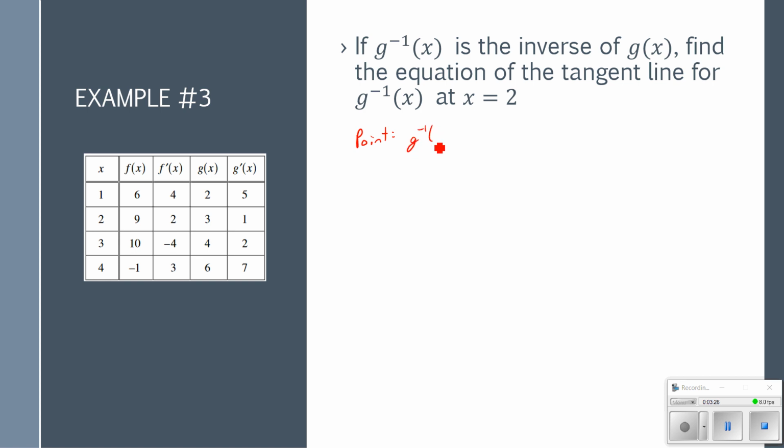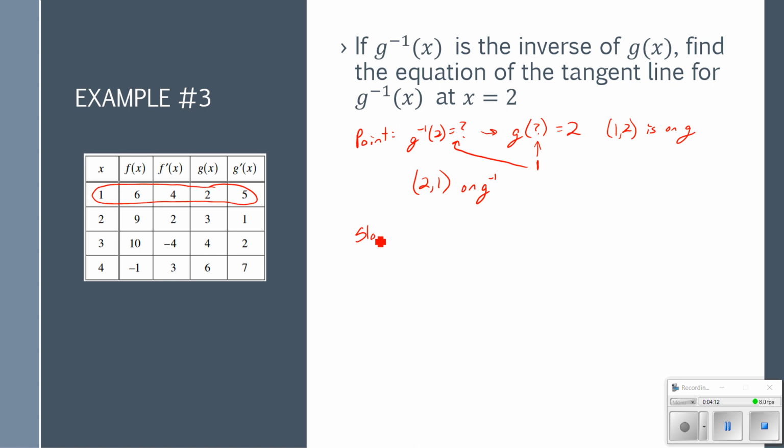So g inverse of 2, I'm not sure what that is yet. But that means that g of something has to equal 2. So this is where I go to my chart. Okay, here's g of x equal to 2. So the x is 1. So if that's a 1, that means that 1 is also going right here. So I have the point (2, 1) is on g inverse. And this means that the point (1, 2) is on g.